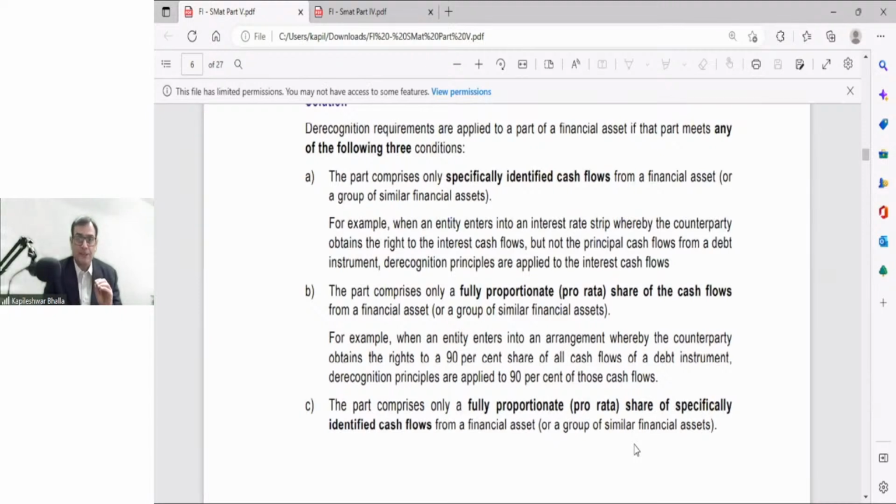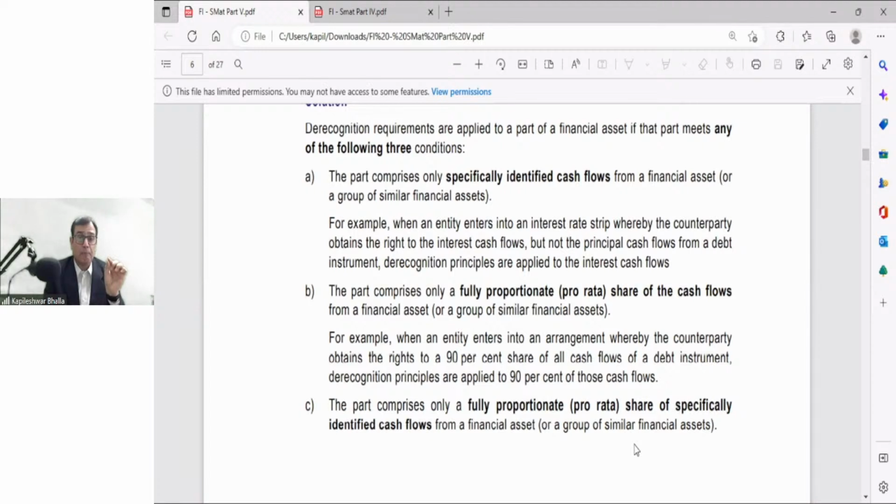Now, there are 3 cases where it says derecognition requirements are applied to a part of the financial asset if that part meets any one of the 3 conditions. In these 3 cases, a part will be derecognized. Other than these 3, it's always a case of a full derecognition. So we are looking at when do you derecognize a component of the financial asset. Other than these 3 cases, in all the cases, the entire asset needs to be derecognized. The language is slightly technical, but I will give you a crux very shortly.